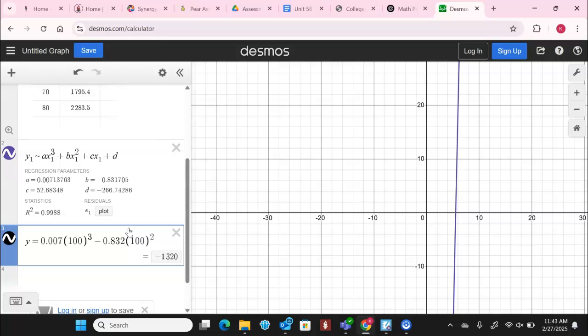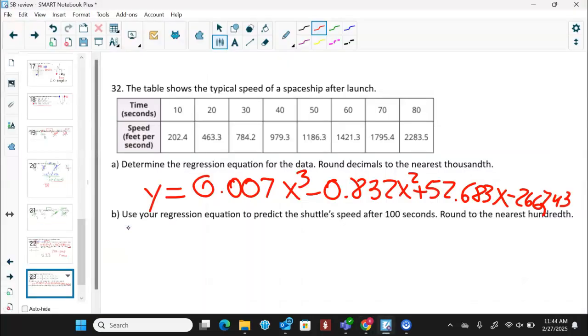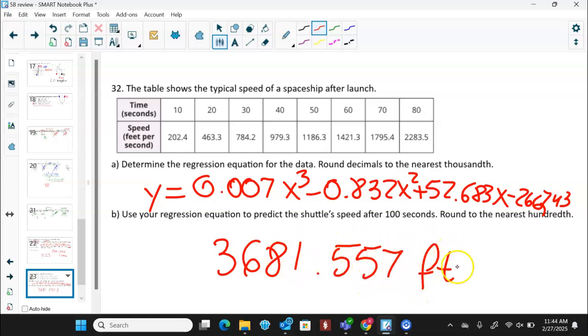And then you're going to add the next value of c, which was 52.683, and you're going to multiply it by 100. And then at the end, you're going to subtract 266.743. And you're going to get 3,681.557 feet per second. Okay, because that is what your value is, okay?